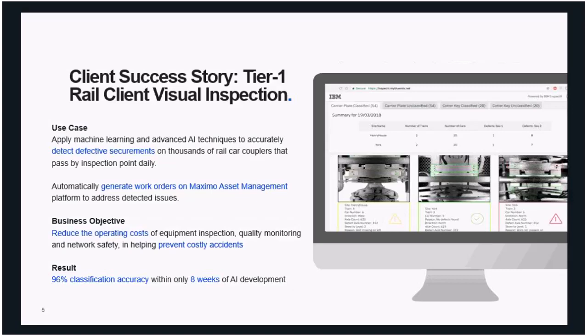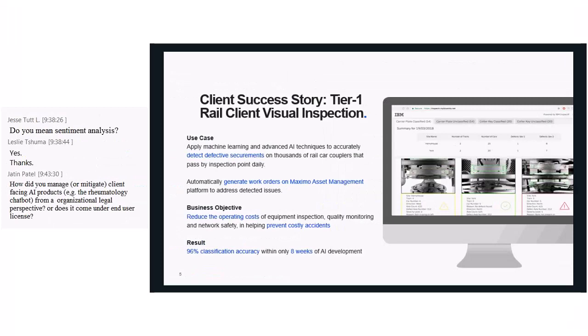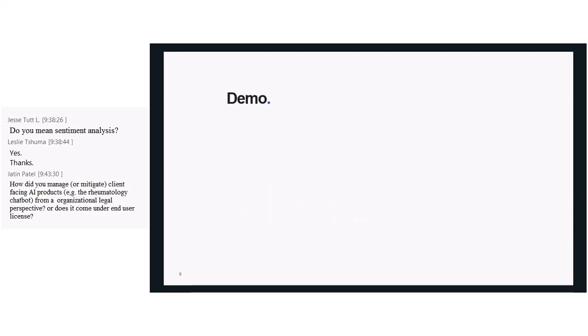There's a program that we're about to embark on very soon, and I'm going to show you a couple of examples. This is a scenario where safety is at stake, and the client is trying to detect defective securements on their trains. They're assessing many different aspects of the mechanical components that make up this engineering thing called the train and the train cars. We were able to build these visual recognition models very quickly for them, and I'll show you how that is done in a demo.